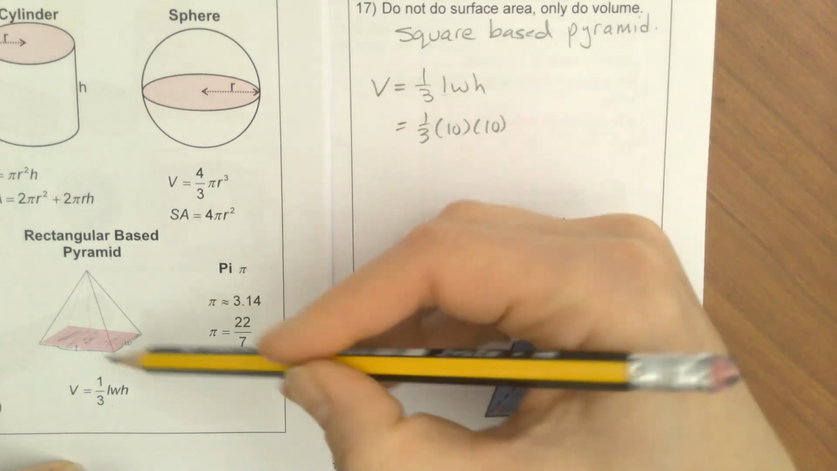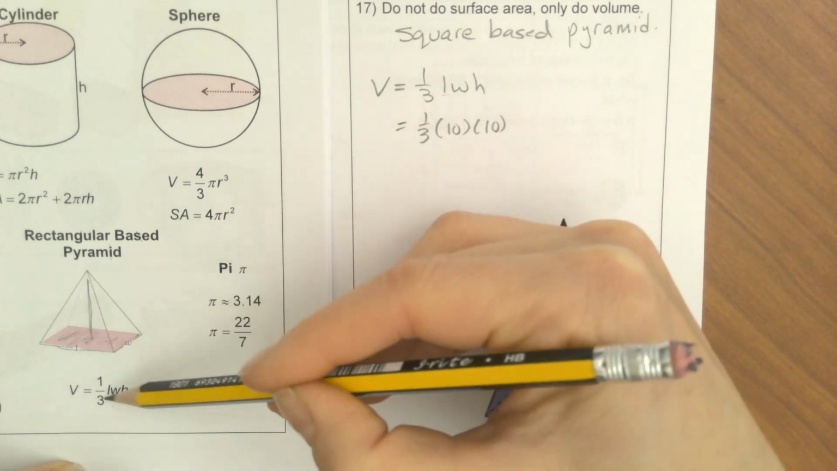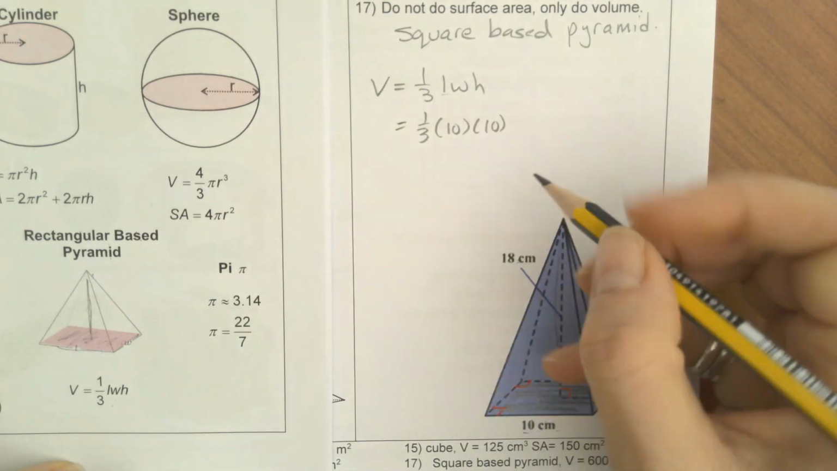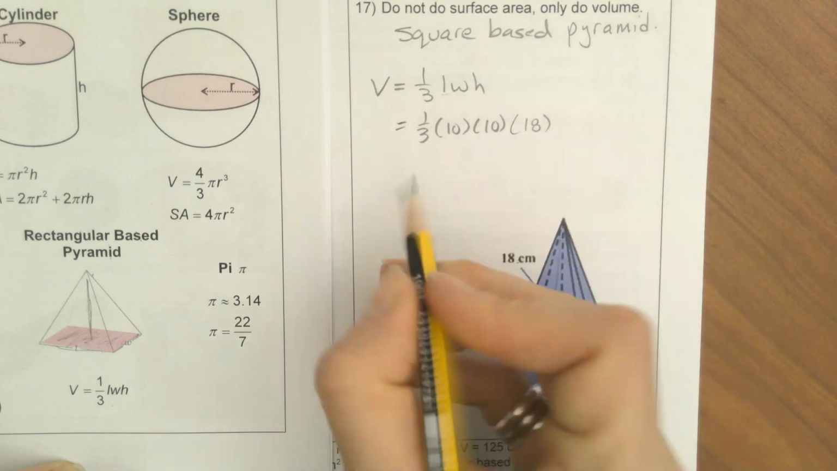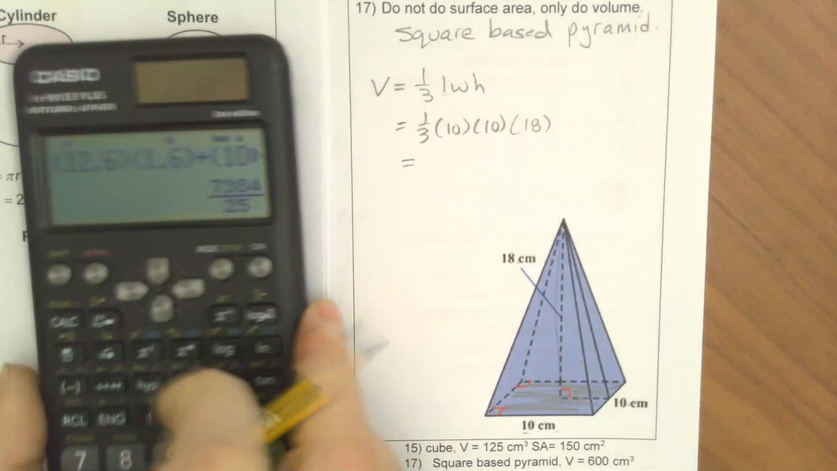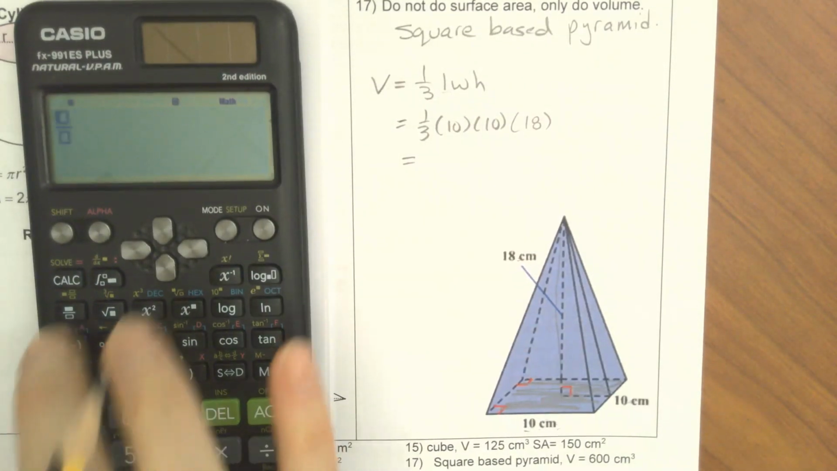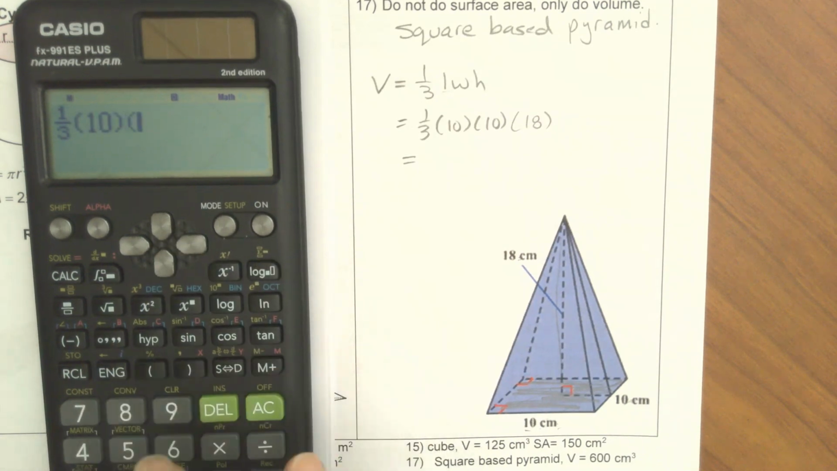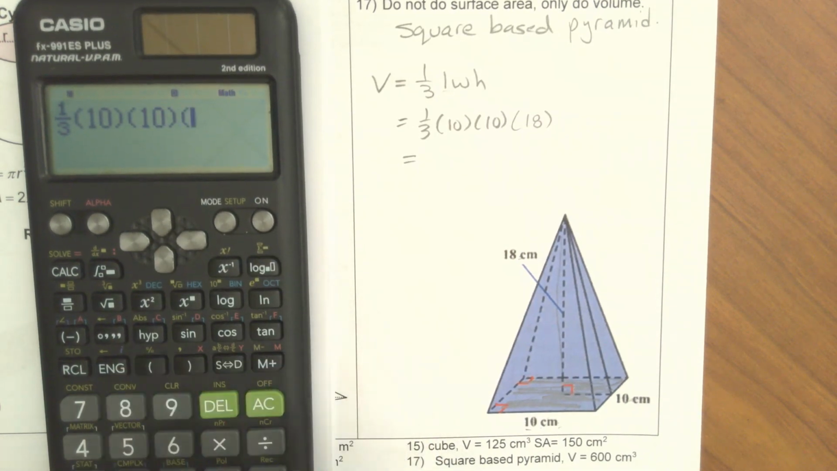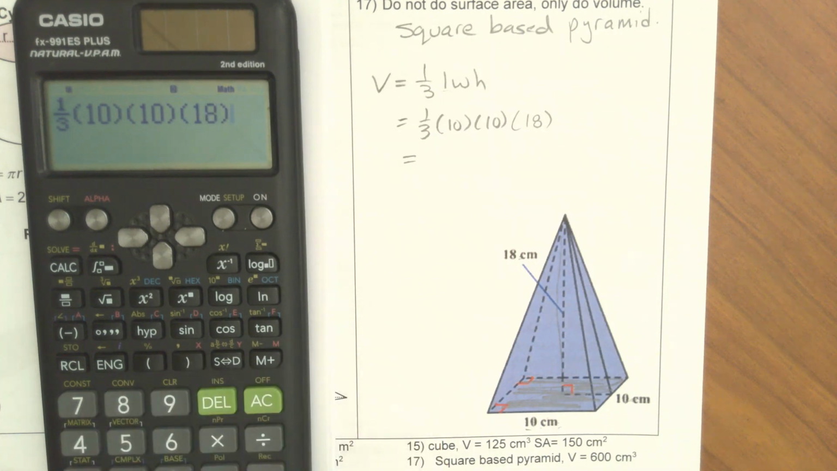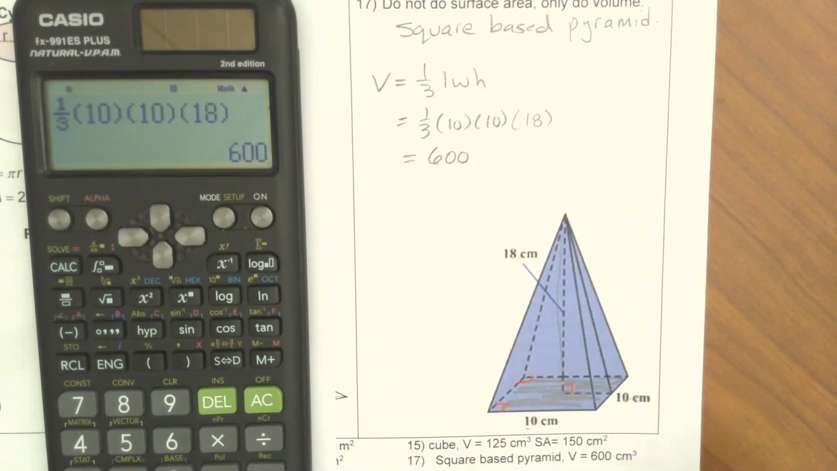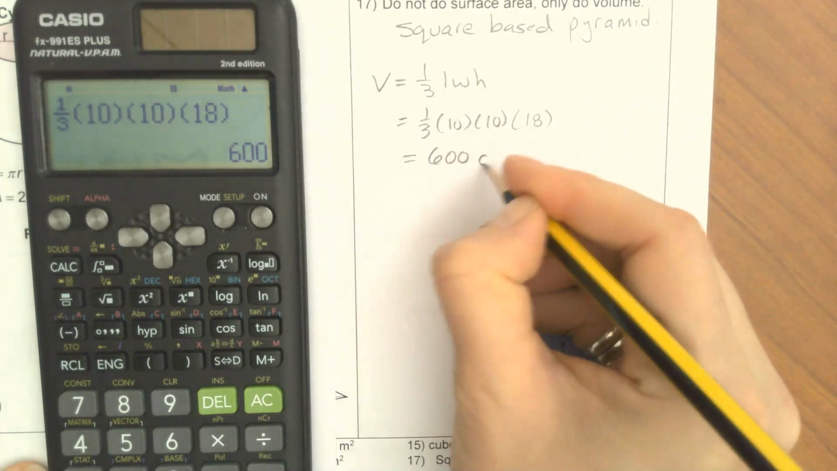H stands for, if you can see that, the height of the pyramid. So here our height is 18. Okay, let's put that in the calculator. 1, 3, and that's equal to 600. It's volume, and it's centimeter.